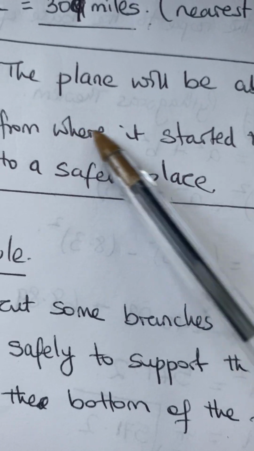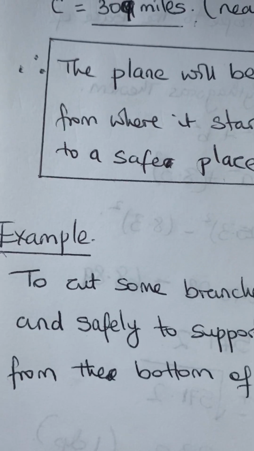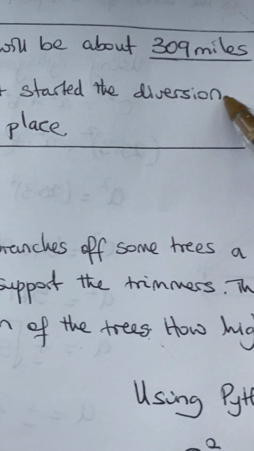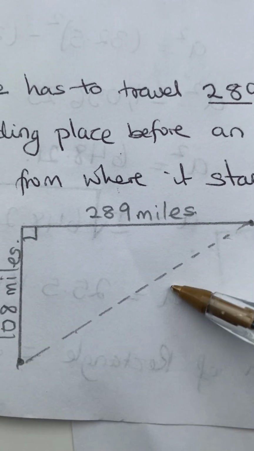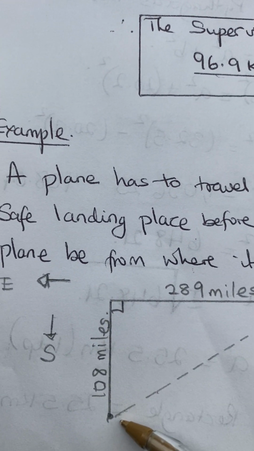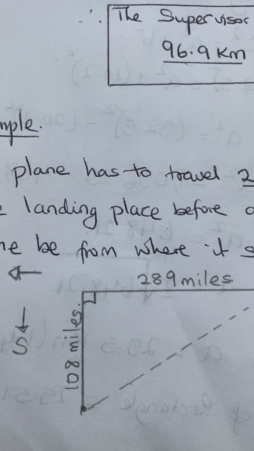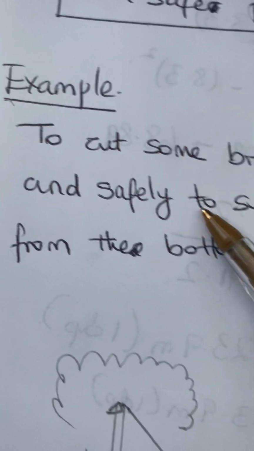So here I'll say therefore the plane will be about 309 miles from where it started the diversion to a safer place. Assuming it traveled from here to there without the storm, he would have just had to go about 309 miles. But because they need to avoid the storm, he needs to go first east and then come south to get to this safe place and maybe wait for the next instruction. So that is another way of using Pythagoras theorem.